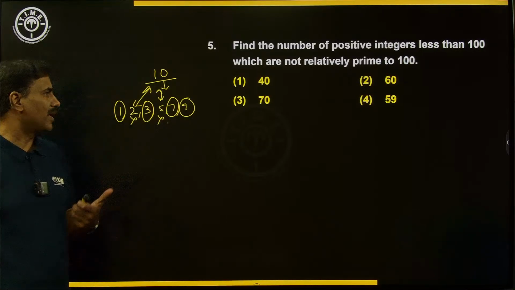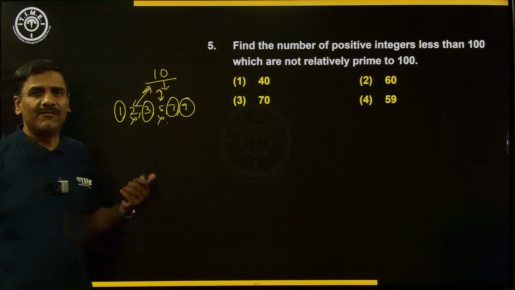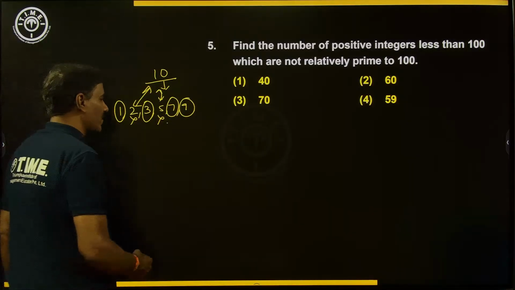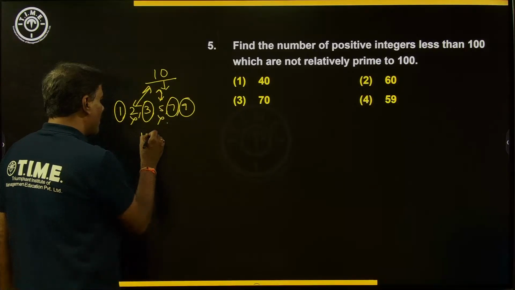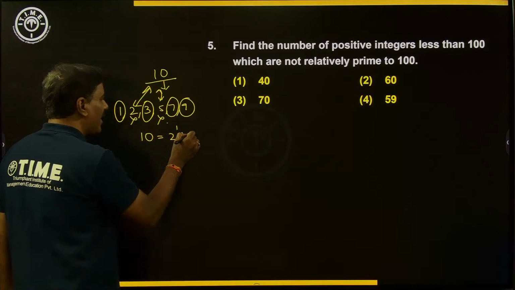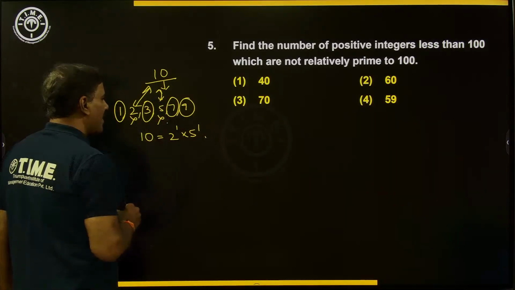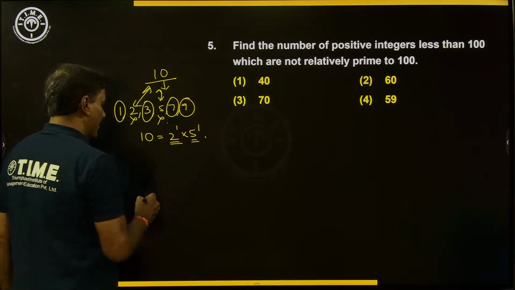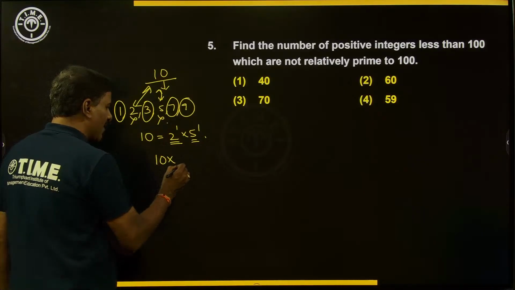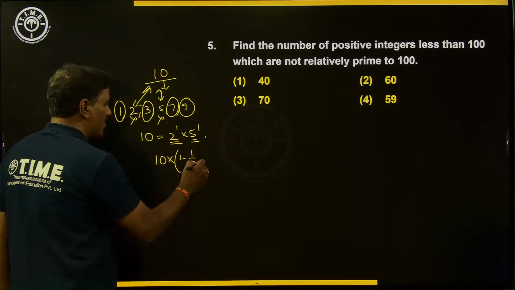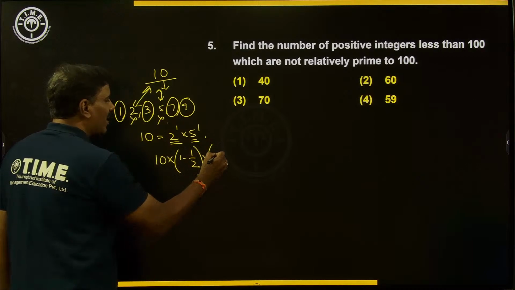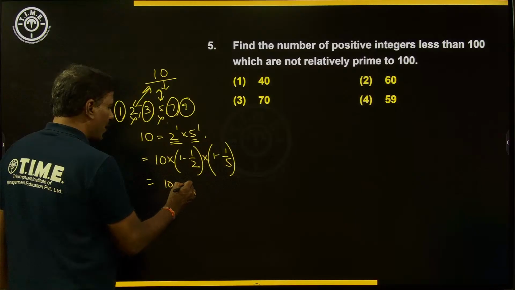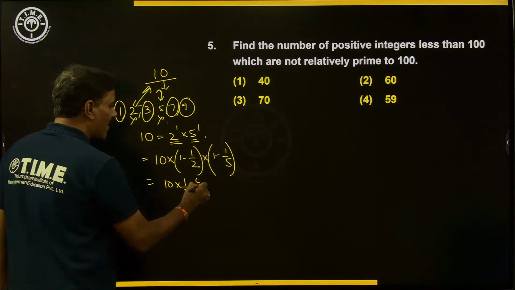If it is a smaller number like this one, we can definitely count them physically and look at what the numbers are. But for a bigger number like 100, if we go for this approach, we will be wasting our time. The approach is this way. Whatever number is given to us, we write it as a product of prime factors. So 10 is 2 power 1 into 5 power 1. The prime factors here are 2 and 5. Multiply the original number 10 with 1 minus 1 by the first prime factor, and also with 1 minus 1 by the second prime factor. So we have 10 into 1 by 2 into 4 by 5.